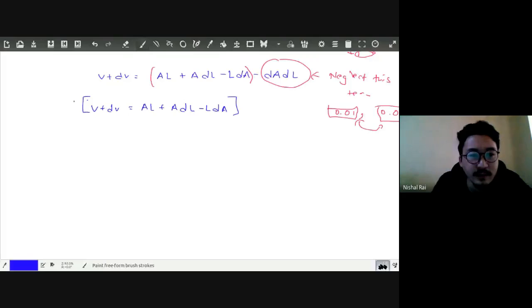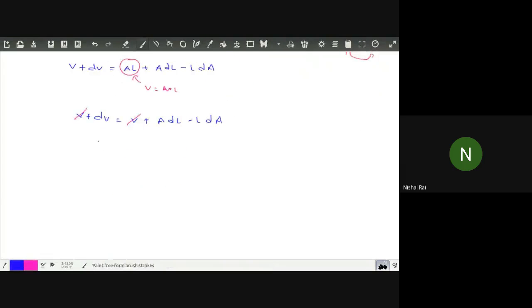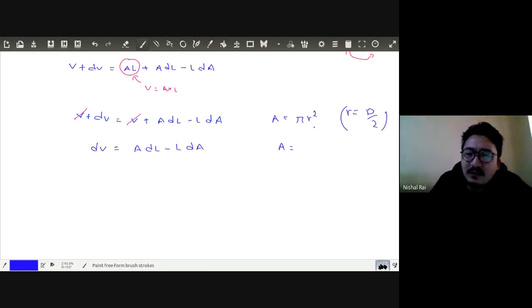So from here we can write what V plus dV is equal to, A L plus... The area can be written in terms of radius also, but it doesn't matter, so let's do it in terms of diameter. D squared divided by 4. This is your area of cross section.